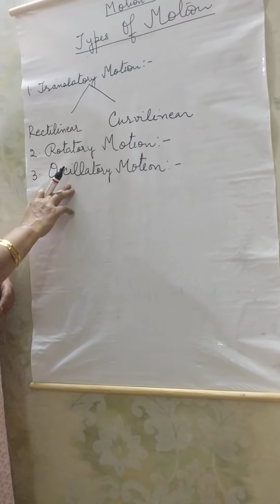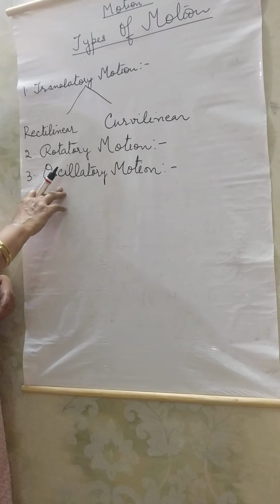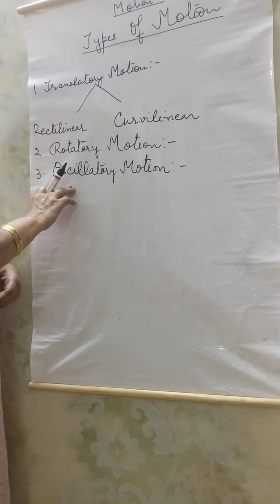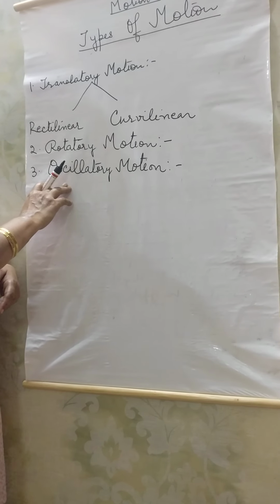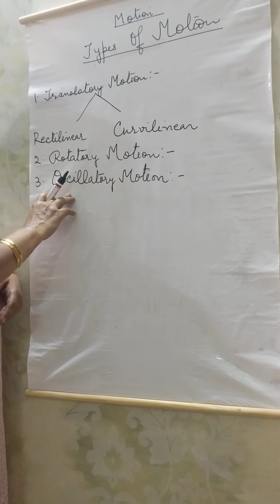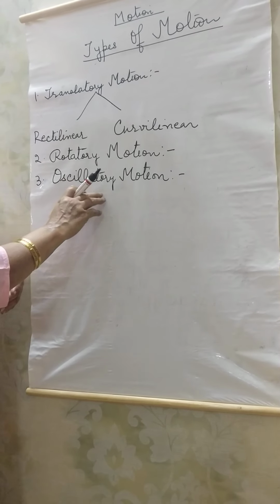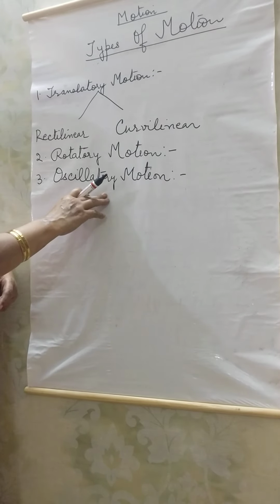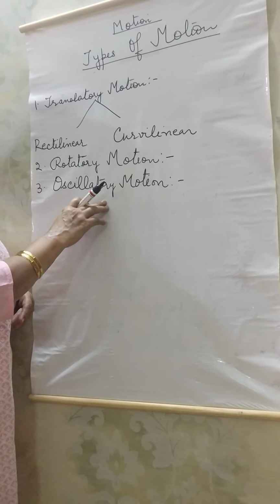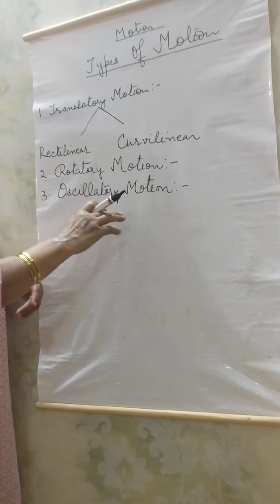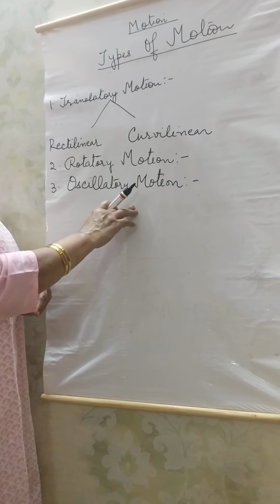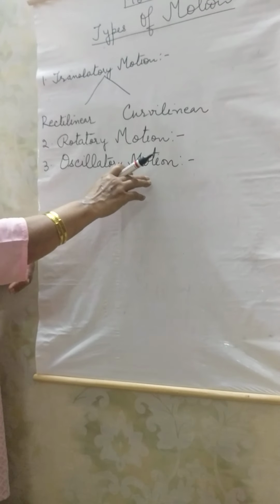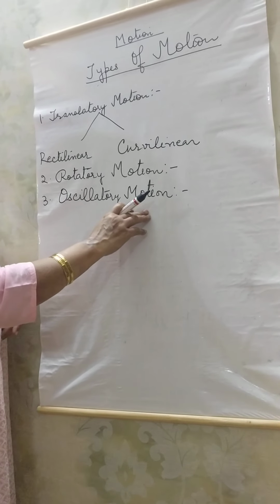Third comes oscillatory motion. In this motion, an object moves to and fro about its mean position. This is known as oscillatory motion. For example, the movement of a simple pendulum, movement of the needle of a sewing machine. So these are some examples of oscillatory motion.